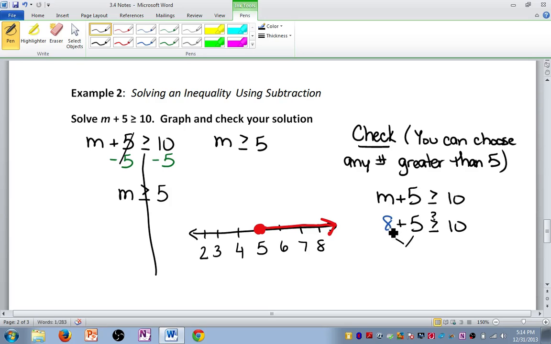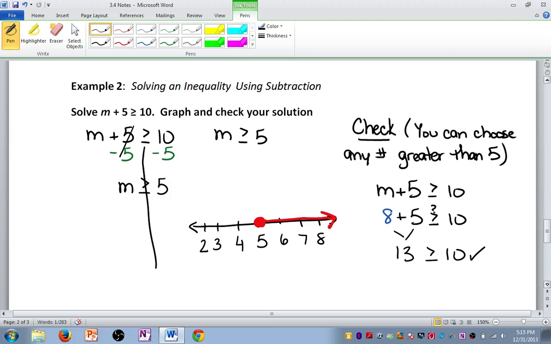So I'm going to solve. 8 plus 5 is 13. 13 is greater than or equal to 10. So that checks out, that works.